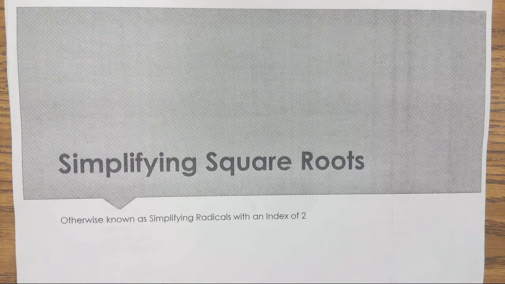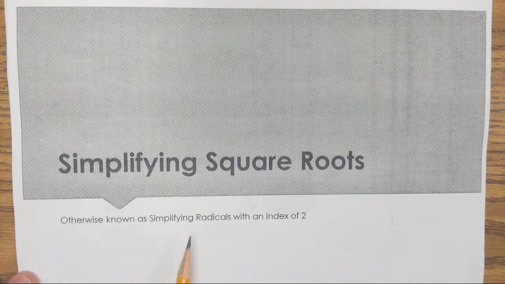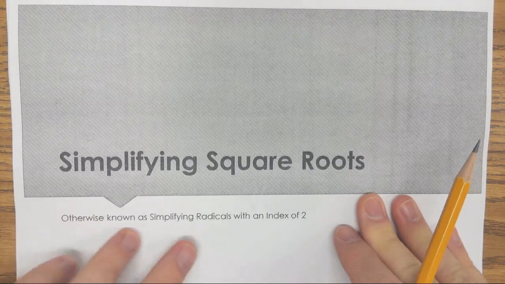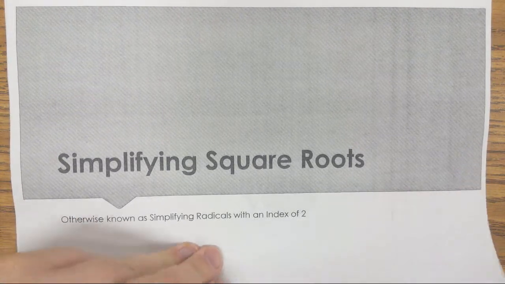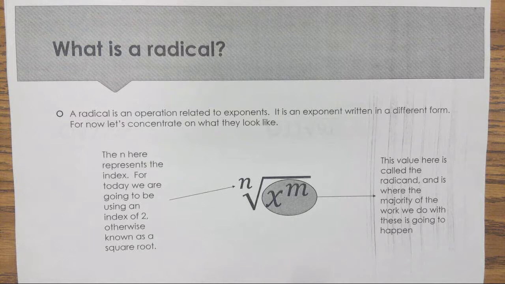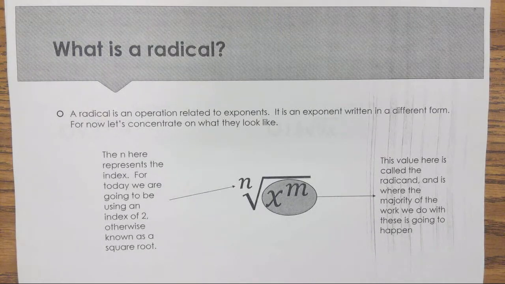It's Mr. Wicklehouse, and today we are simplifying square roots, otherwise known as simplifying radicals with an index of 2. Alright, so what's that mean? Let's see. So what is a radical?